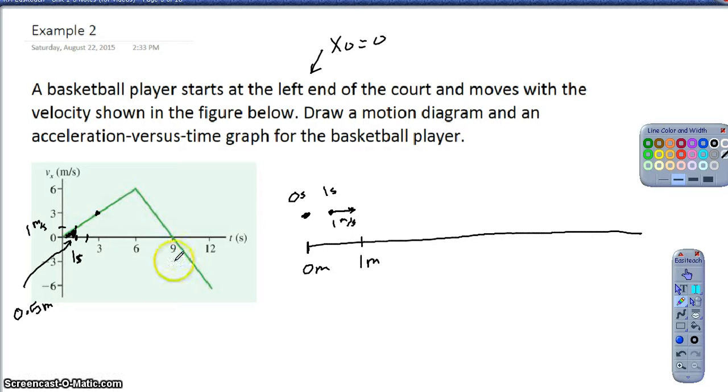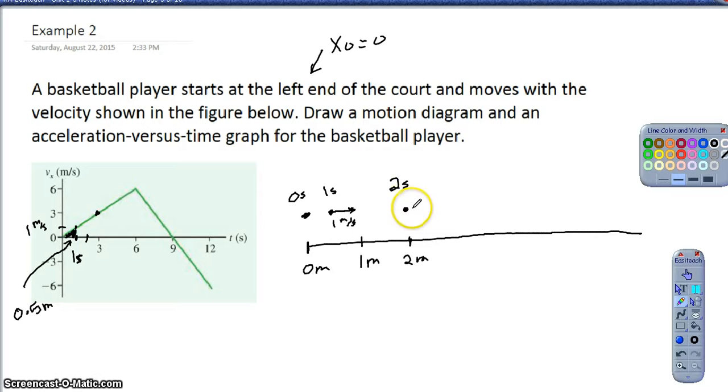So then after 2 seconds, how far has he gone? Well, again, I know that at 2 seconds he's moving 2 meters per second, so the velocity should be about twice as fast. And then at 2 meters here, it'd be a triangle with a base of 2 and a height of 2, so half of 4. So after 2 seconds, the basketball player would be over here at 2 meters, right? So here's the second of his motion.